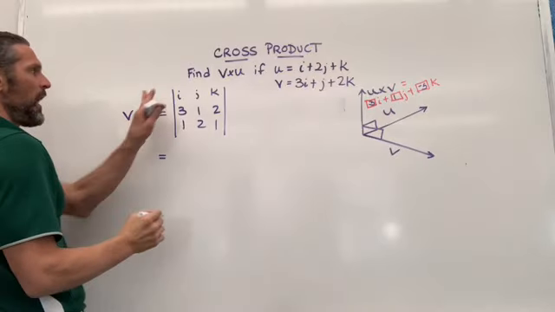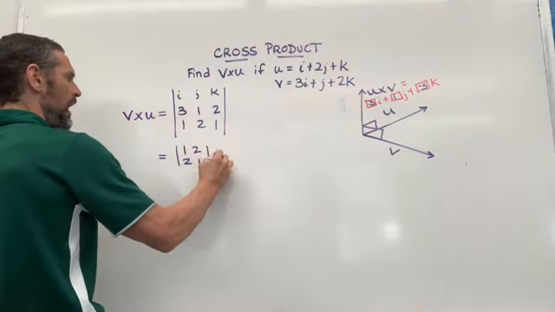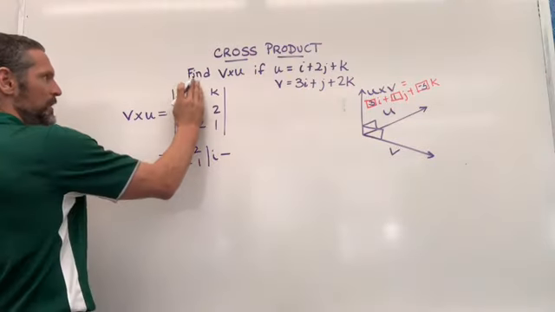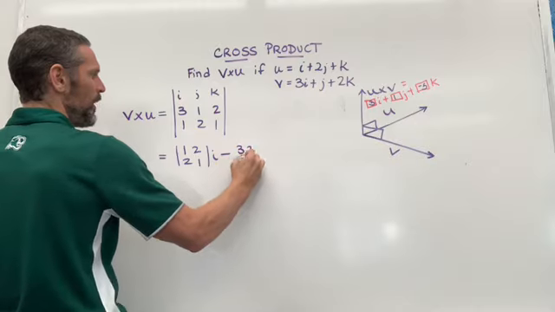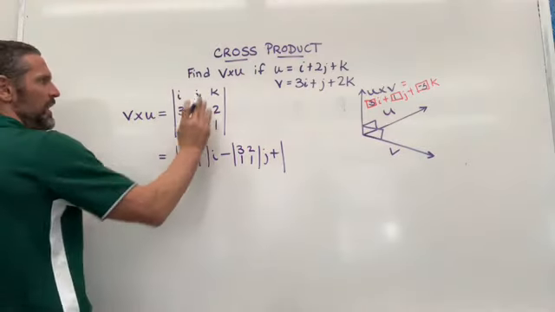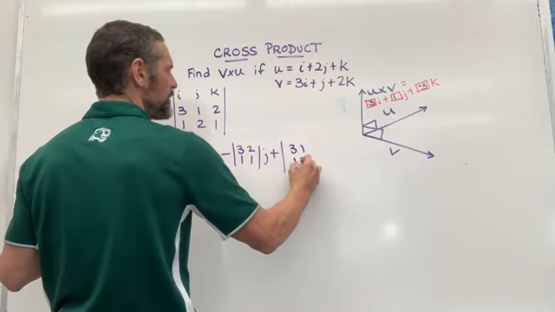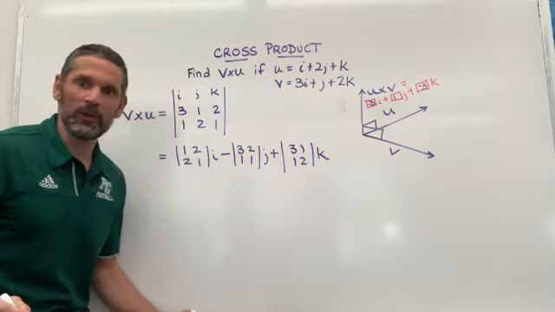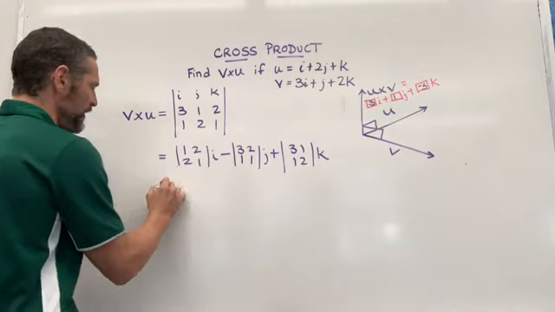So if I want the i's, cancel the i's. I get 1, 2, 2, 1, i, minus, don't forget, if I want the j's, cancel the j's. That's 3, 2, 1, 1, and that will be j, plus, if I want the k's, cancel the k's. So it gives me 3, 1, 1, 2. Those of you who are future accountants will do very well here. You've just got to keep track of all your numbers. None of it is hard.